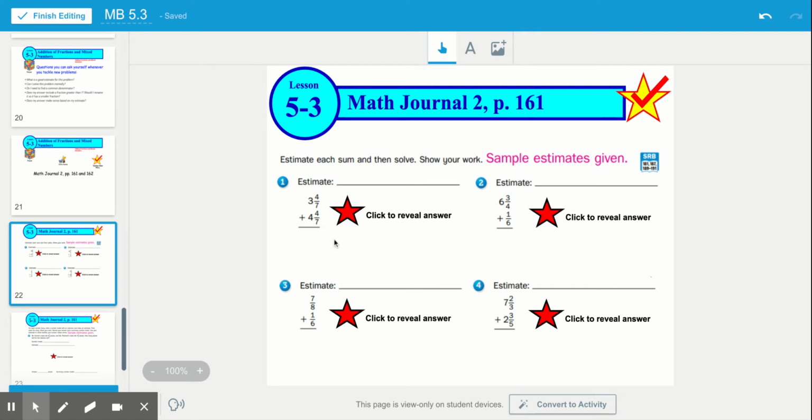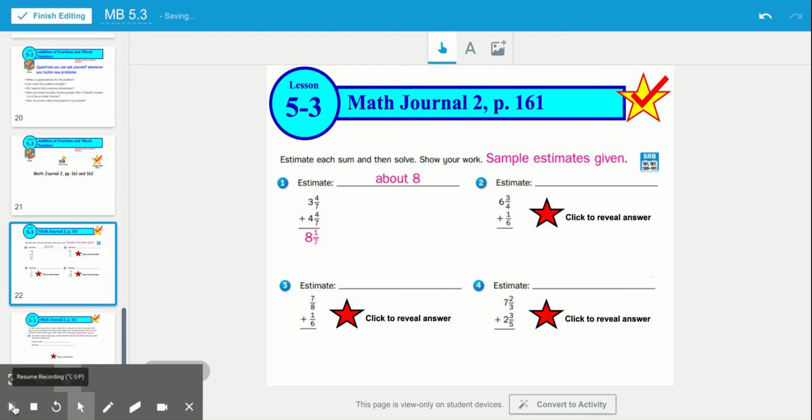Number 1, 3 and 4/7 plus 4 and 4/7. Take note that that has the same denominator. It already has a common denominator there for you. Number 2, 6 and 3/4 plus 1/6. What are we going to do? What steps? What's your first step for that problem? Number 3, 7/8 plus 1/6. And number 4, 7 and 2/3 plus 2 and 3/5. Take a moment, work on problems 1 through 4, pause your video, and then come back and check your work here.